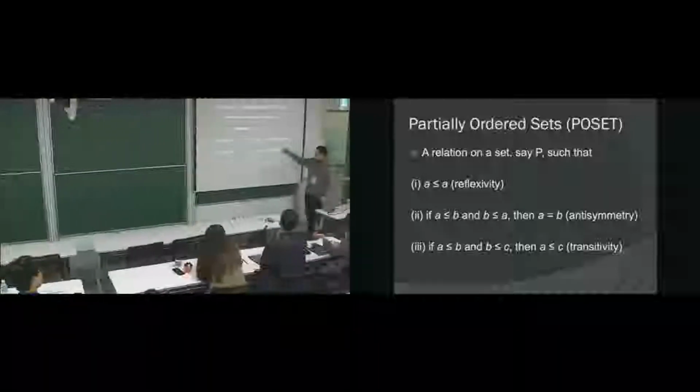If we have one more property, that every pair is comparable, then it is called a totally ordered set. A totally ordered set has these four properties, whereas a partially ordered set has only three properties. A totally ordered set is sometimes called a total order or linear order.